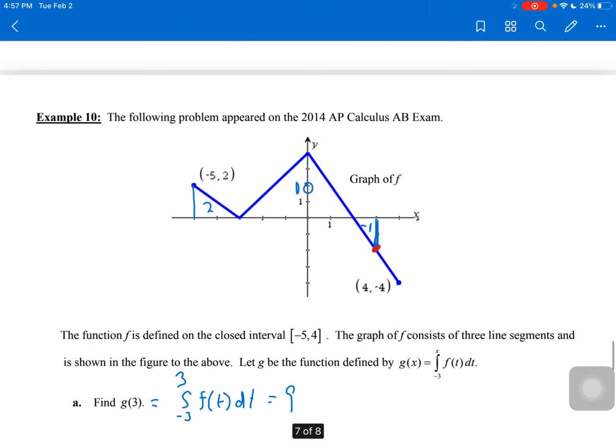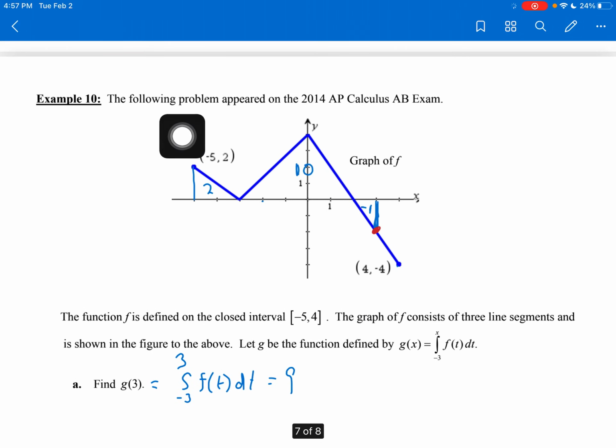So this is, I think, the last example I'm going to run through. This was a problem that was on the AP exam from 2014. It's a good one to run through here, and it demonstrates well the second fundamental theorem of calculus. With this example, we have just some lines, where it was easy enough to calculate some areas, and I did that.